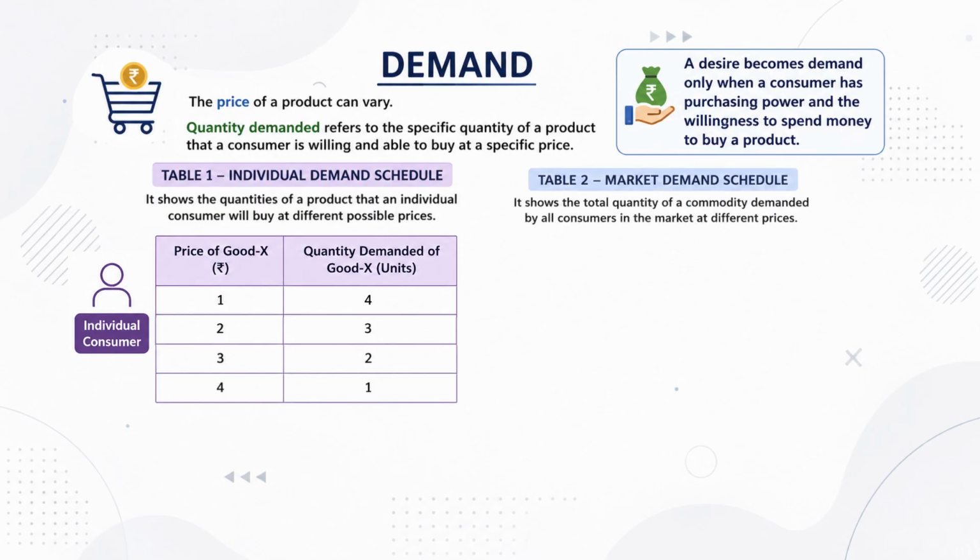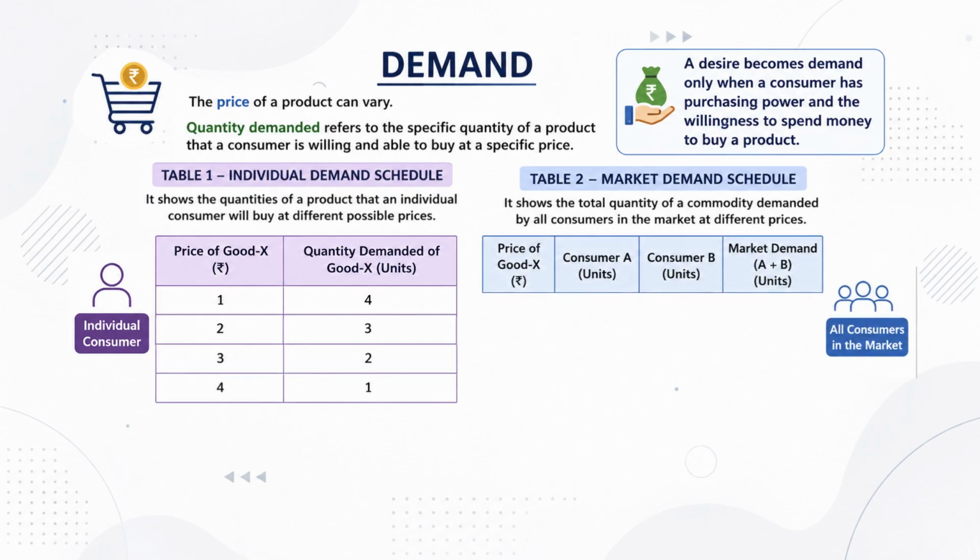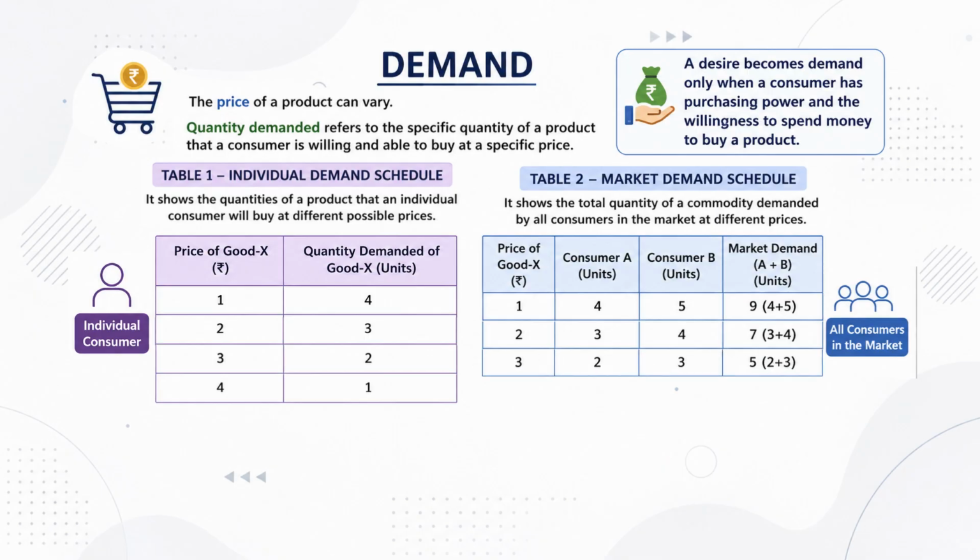Now, let us look at a market demand schedule. It shows the total quantity of a commodity demanded by all consumers in the market at different possible prices. Consider two consumers, consumer A and consumer B. When the price is 1 rupee, consumer A demands 4 units and consumer B demands 5 units. Therefore, the market demand is 9 units. When the price is 2 rupees, the market demand is 7 units. When the price is 3 rupees, the market demand is 5 units. And when the price is 4 rupees, the market demand is 3 units.